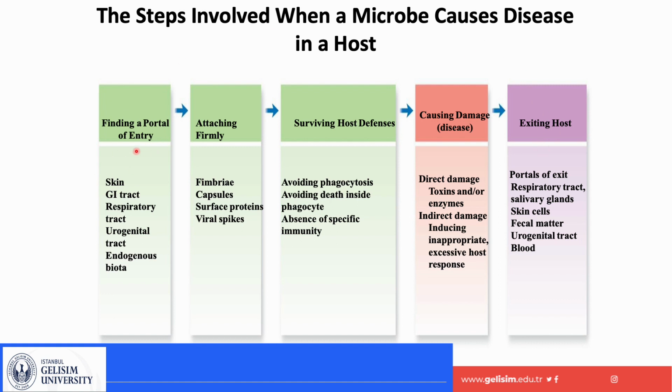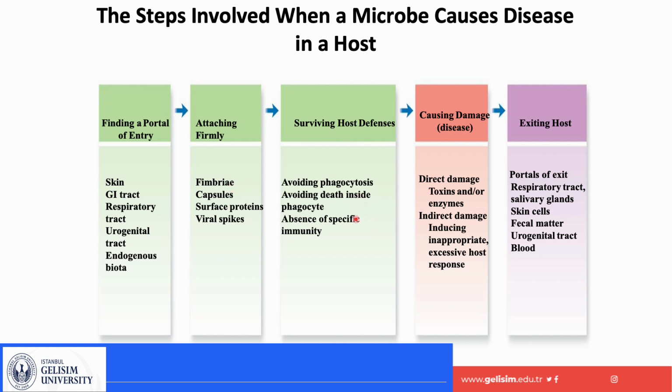Aside from that, we also said that in order for bacteria to survive and cause disease, they need to be able to attach themselves. So these are the things that they use to attach themselves: surface proteins, capsules, fimbriae, and spikes. So these are what the pathogens need. Now, how do they survive if they are able to attach?